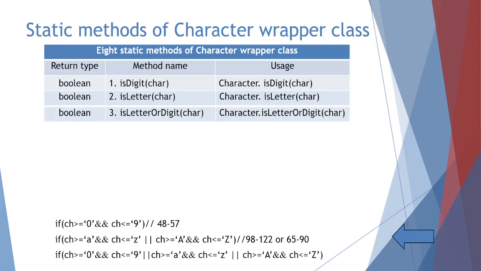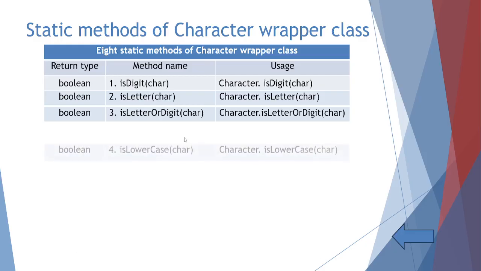The third one is isLetterOrDigit. The expression would be: if ch greater than or equal to '0' and ch less than or equal to '9', or ch between lowercase 'a' to 'z', or ch between uppercase 'A' to 'Z'. The entire expression can be replaced with if Character.isLetterOrDigit(ch). So it becomes easier.